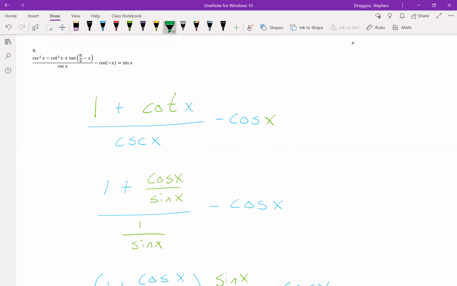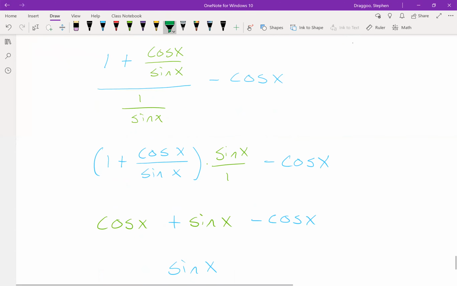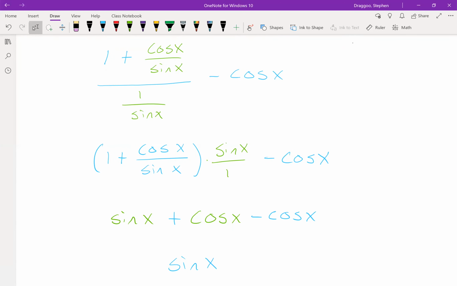Next, I'll be changing things to sines and cosines. Cotangent becomes cosine over sine. Cosecant becomes 1 over sine. And then if I'm dividing by 1 over sine, that's the same as multiplying by sine over 1. So now it's a matter of distributing that sine over 1. So 1 times sine is sine. Cosine over sine times sine is just cosine. And then cosine minus cosine adds up to 0, so I'm left with just sine of x.